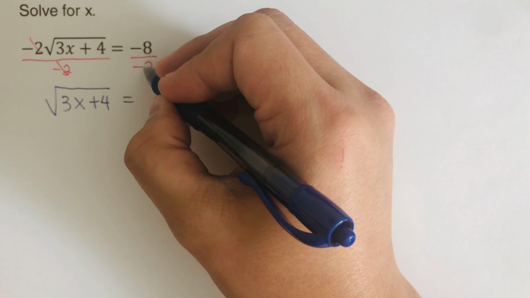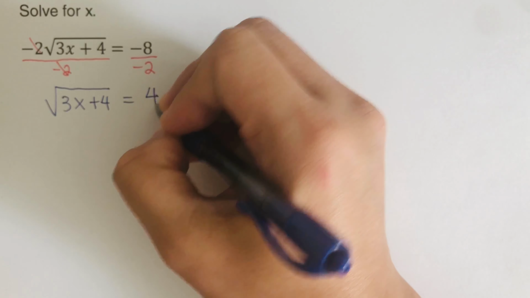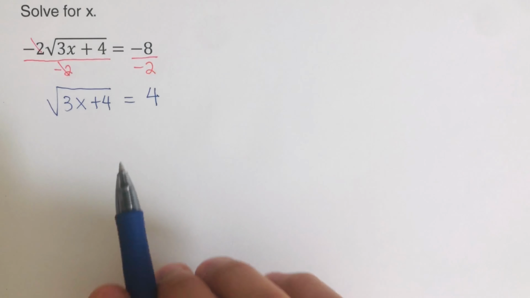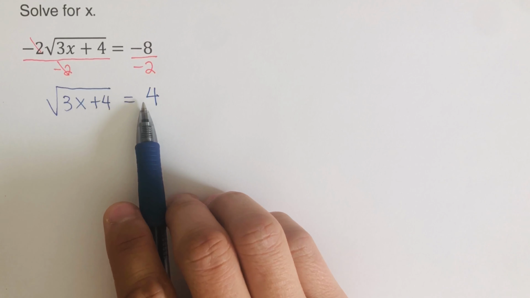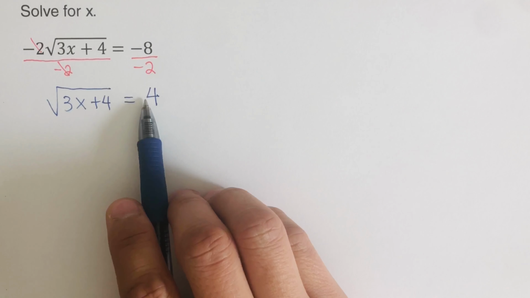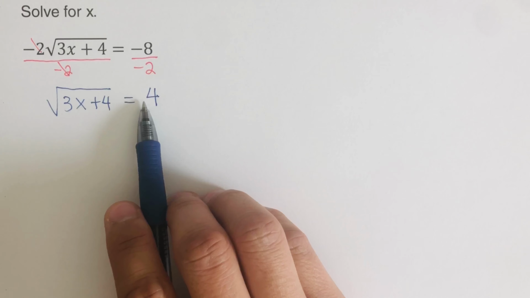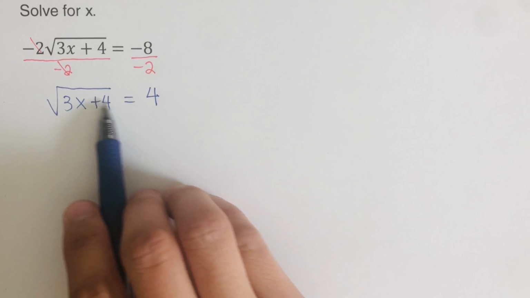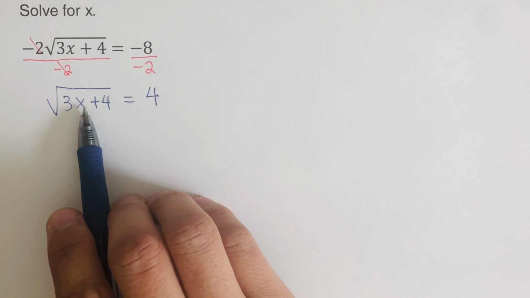Negative 8 divided by negative 2 is a positive 4. As you can see here, we can move on to the next step since we have a positive a. If this were a negative a, then we could say that there's no solution. But since this is positive, we move on to the second step since we already isolated the squared expression on the left side by itself.